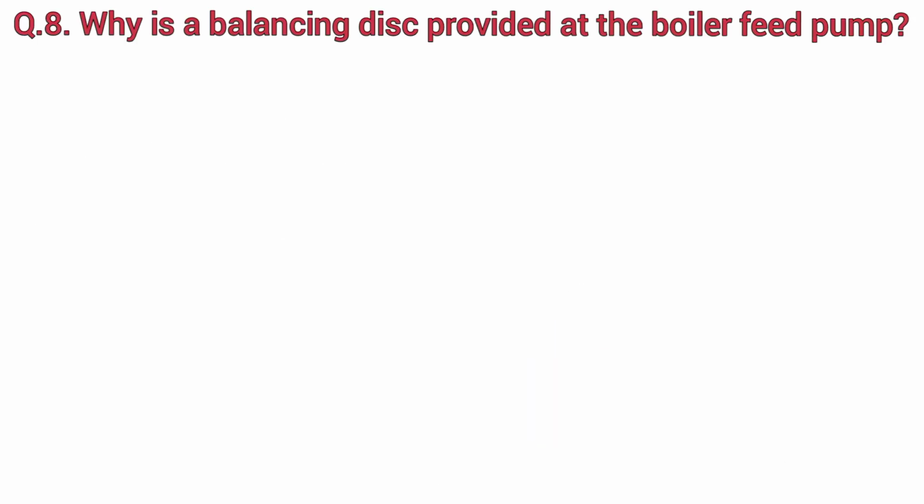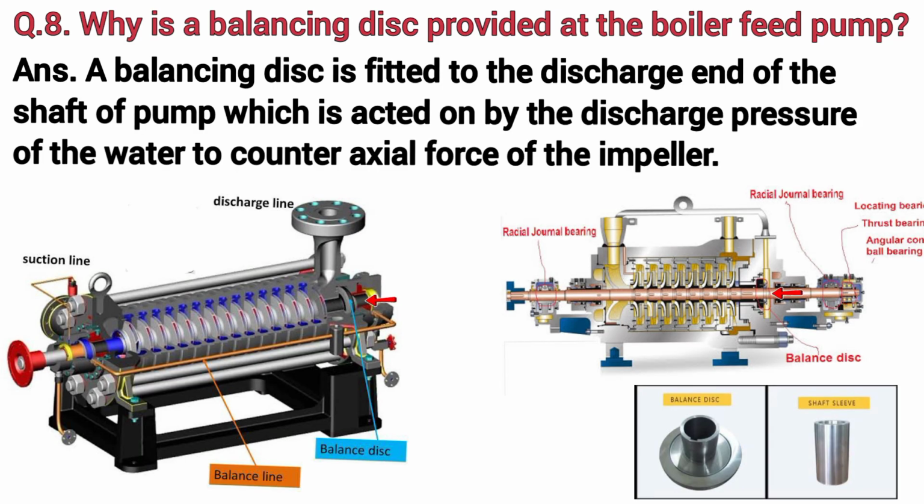Why is a balancing disc provided at the boiler feed pump? A balancing disc is fitted to the discharge end of the pump shaft, which is acted on by the discharge pressure of the water to counter the axial force of the impeller.